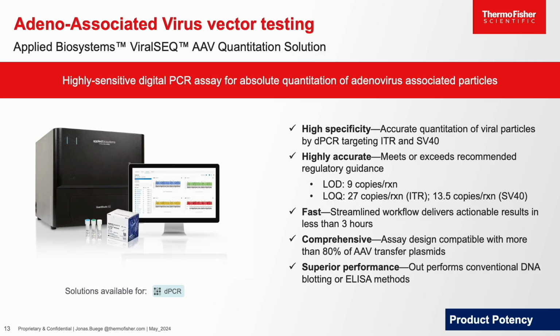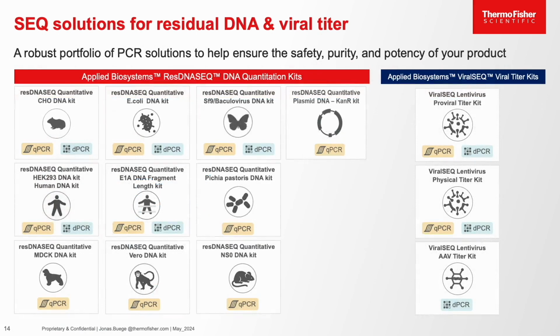And one of our latest products is the AAV quantitation solution. Vicky will talk about some details here in a minute. We launched this only on digital PCR and are targeting both the ITR and the SV40 region to be applicable for about 80% of commercially available AAV transfer plasmids. Before we take a closer look at the different PCR technologies, here's a portfolio of options for your residual DNA and viral titer needs.